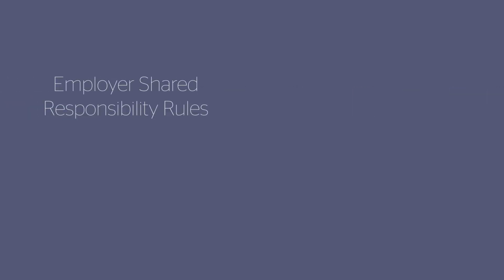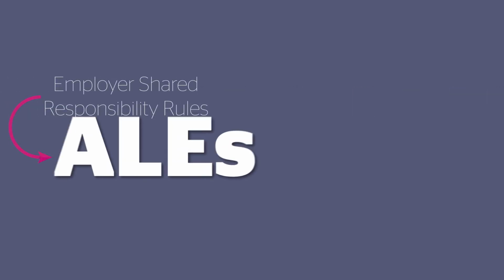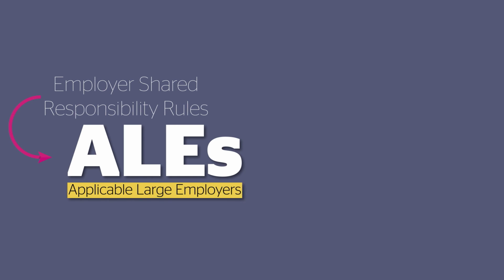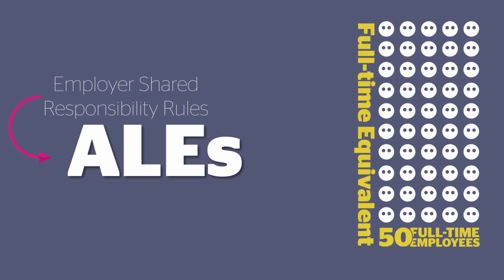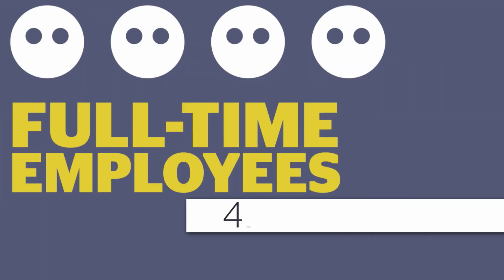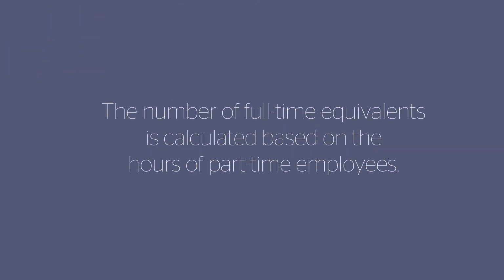The employer shared responsibility rules apply only to applicable large employers, or ALEs. These are employers with an average of 50 or more full-time and full-time equivalent employees during the prior calendar year. Full-time employees are those working an average of 30 or more hours per week, or 130 hours in a calendar month. The number of full-time equivalents is calculated based on the hours of part-time employees.